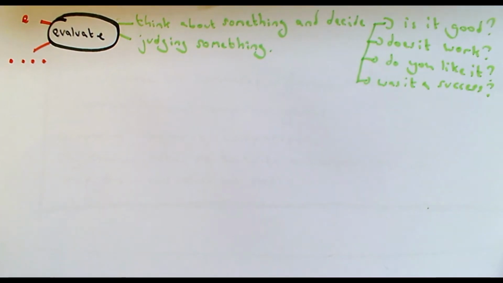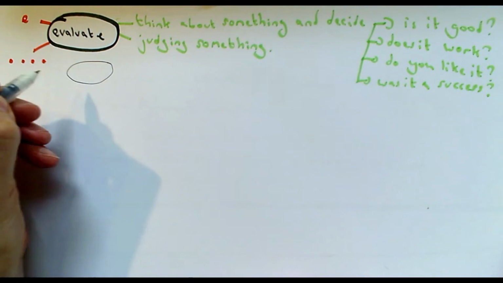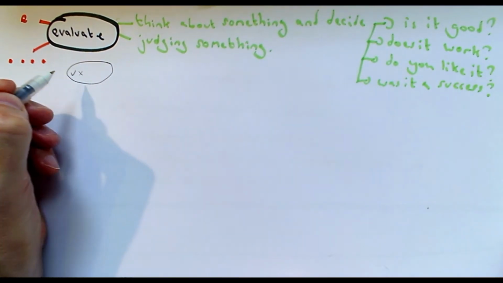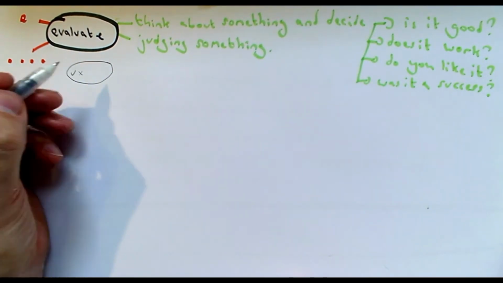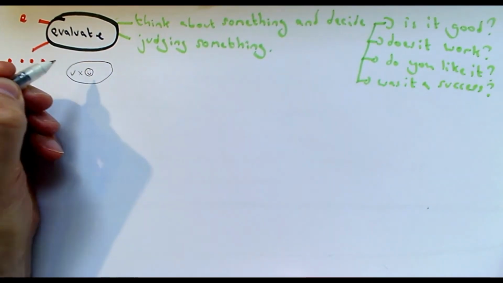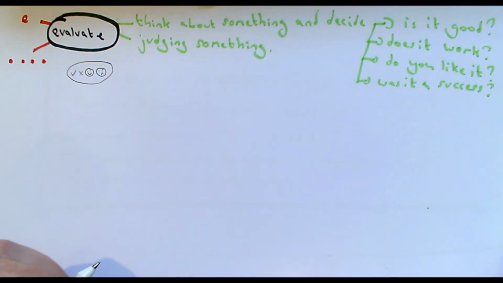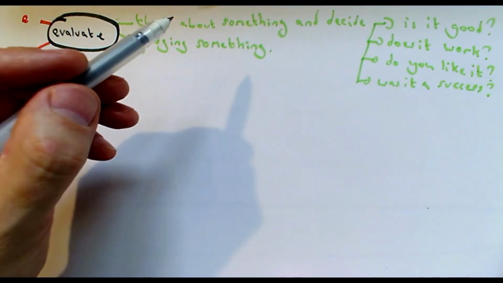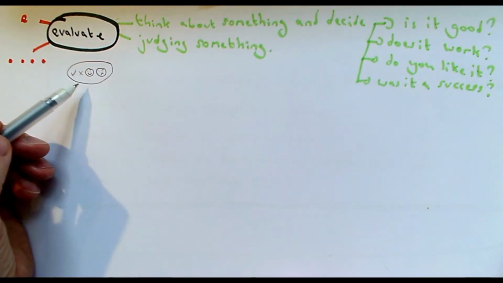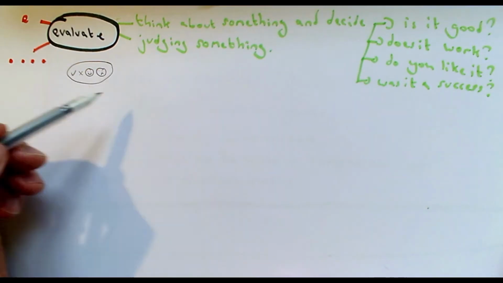And my picture for evaluate, very simple. It will sum that up. So I'll do another little oval here and I'll put a tick and a cross. Did it work? Did it not work? Is it good? Is it not good? And a happy face. Do you like it? Or do you not like it? Because that's what you're doing. You're evaluating, you're judging. Is it good or bad? Does it work? Not work? Do I like it or not like it? These are your evaluations.